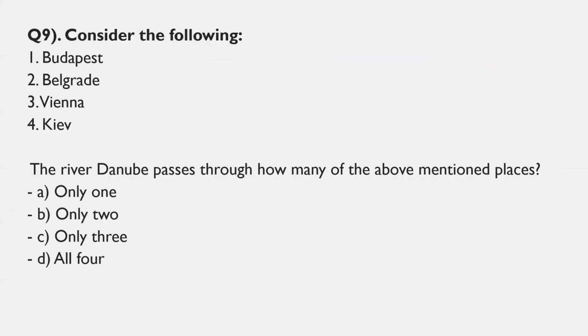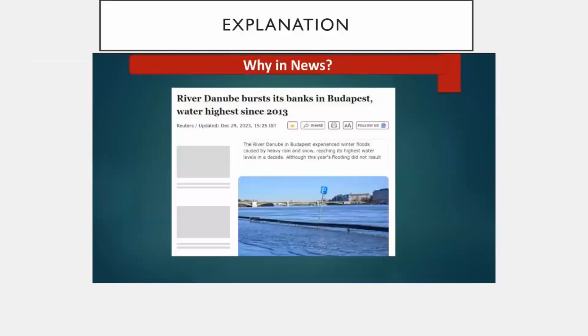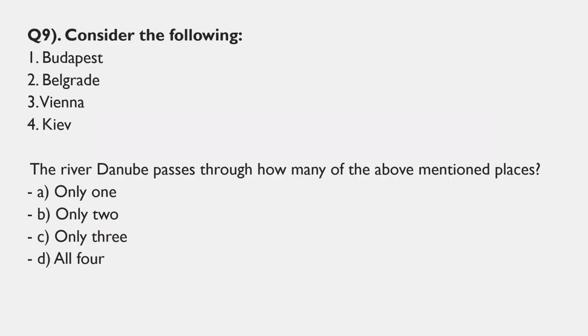Moving on to the fourth question, which is about the Danube River. Recently the Danube River burst its banks in Budapest, with water at its highest since 2013. So let's see from which countries it flows and what the important facts related to the Danube are. It is a river in Europe, the second longest river after the Volga. It flows through the central region and originates from Germany.